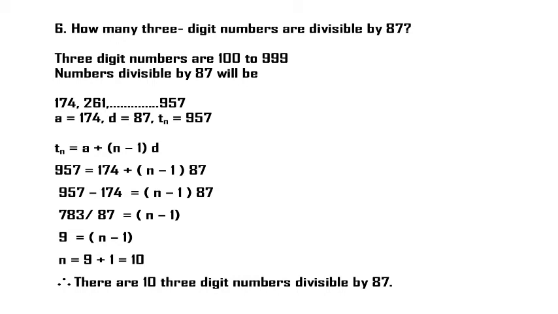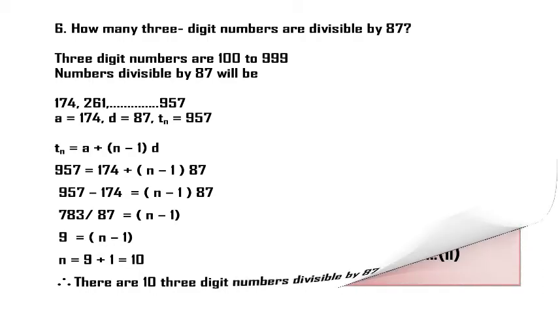Once you have listed out the AP, the terms of the sequence, the remaining steps are very much simpler and easier also. Consider the value of A as 174, D as 87 and Tn as 957. Find out what is the value of n. n will be equal to 10. Therefore, there are 10 3-digit numbers which are divisible by 87.